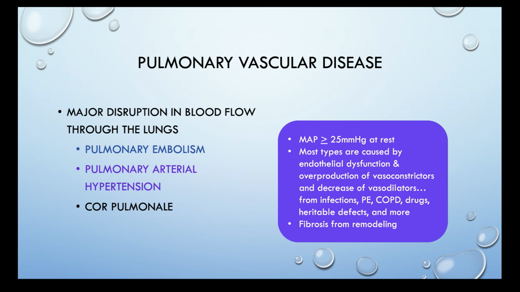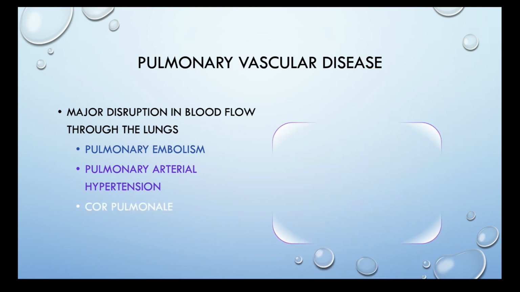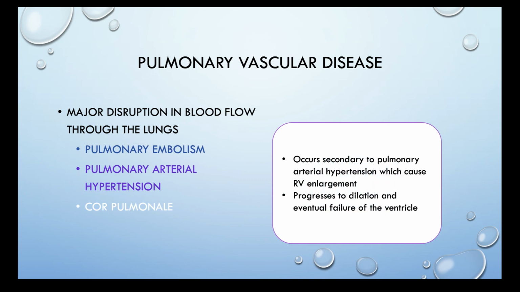But what ends up happening is you end up with fibrosis from the remodeling due to these infections and other things that are going on, making the arterial system super non-compliant, non-elastic, and causing all of this resistance and pressure for your right ventricle to have to try and push against. And when that happens, you end up with cor pulmonale.